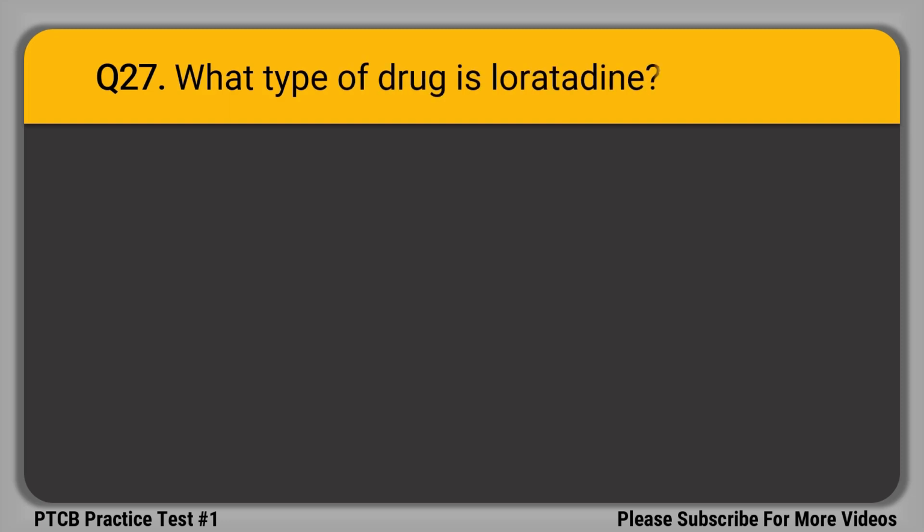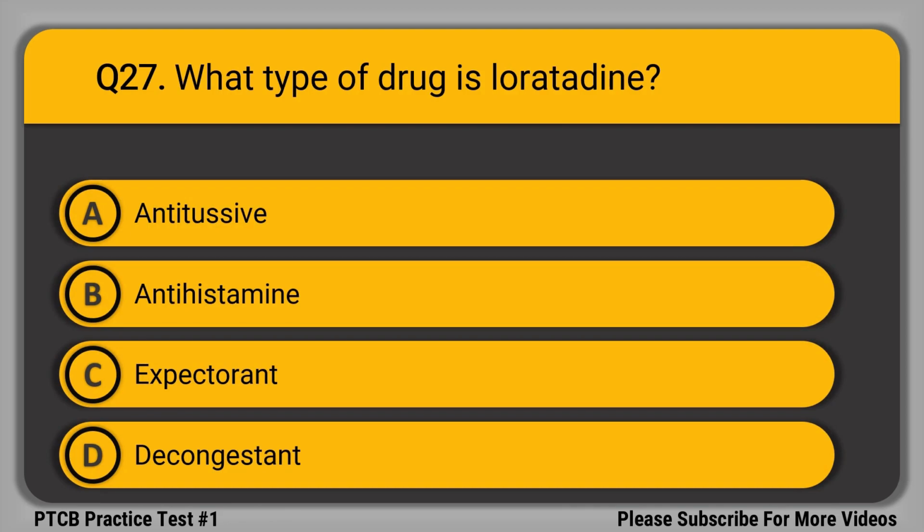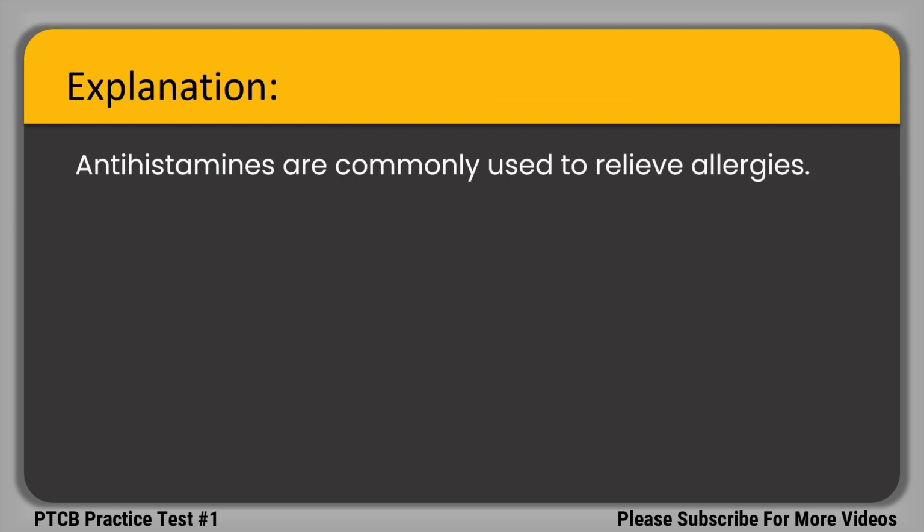Question 27. What type of drug is loratadine? A. Antitussive. B. Antihistamine. C. Expectorant. D. Decongestant. B. Antihistamine. Antihistamines are commonly used to relieve allergies.